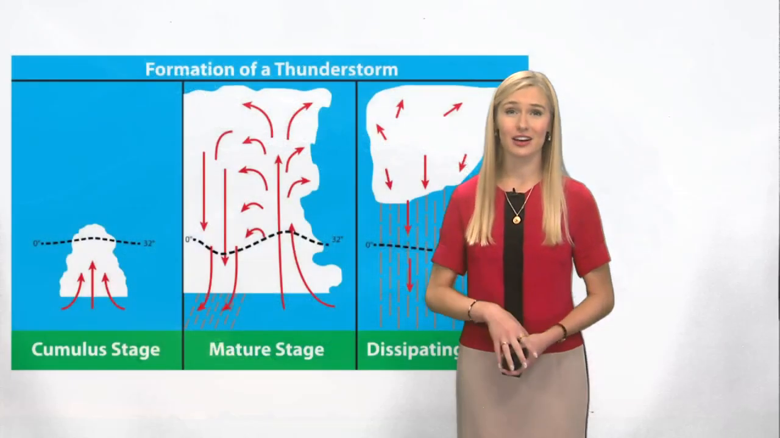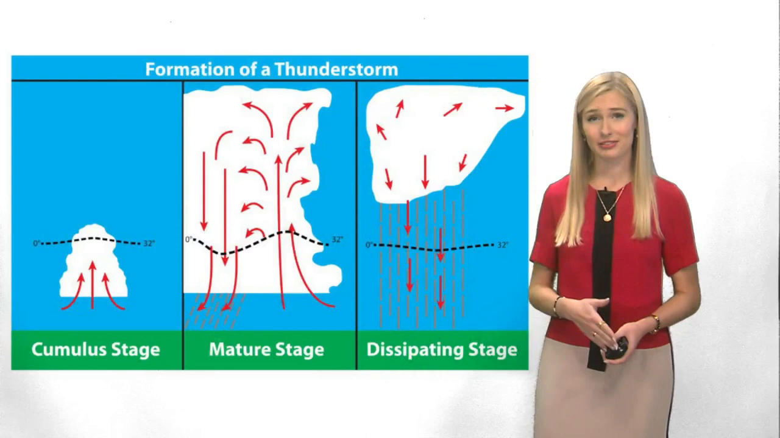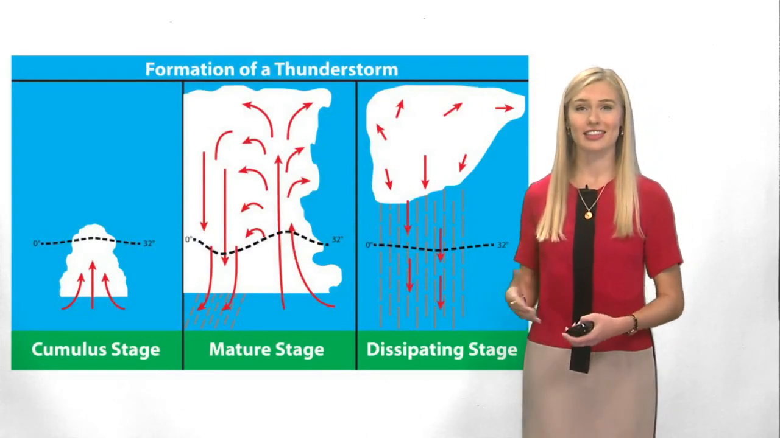So there are three things that are needed for a storm. We have moisture, unstable air, and lift. These are three stages of the thunderstorm formation. We have the cumulus stage, mature stage, and then the dissipating stage.